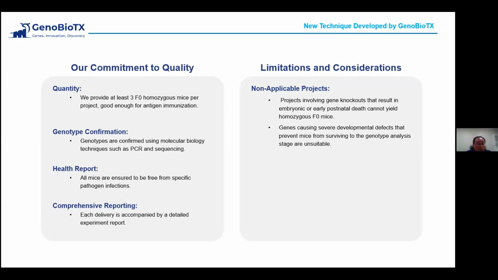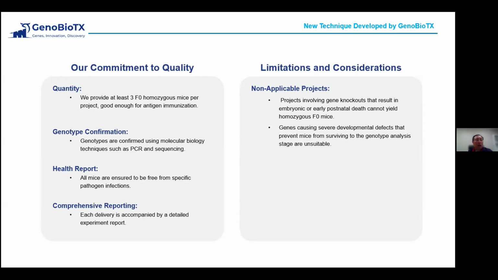The genotype of those mice will be confirmed by typical molecular biology technologies, for example, PCR and sequence analysis. We provide a health report and guarantee they are all free of special pathogens. We meet the requirement of IACUC, which are accepted by most vivariums in the United States. The universities and companies are okay with our mice. And we also provide you with a comprehensive report of this project.